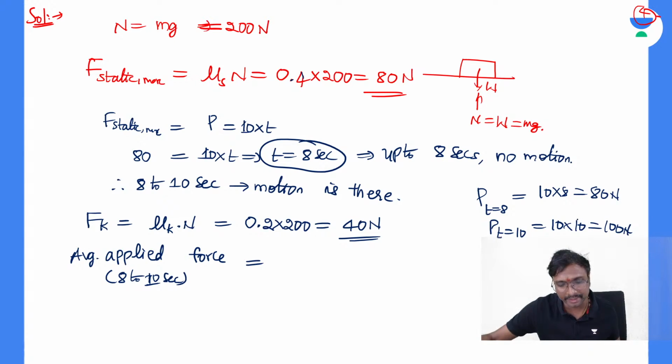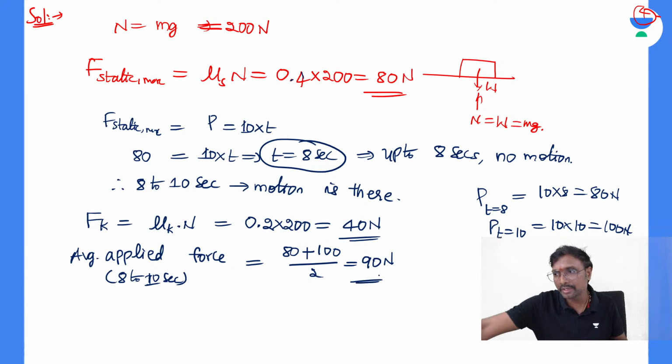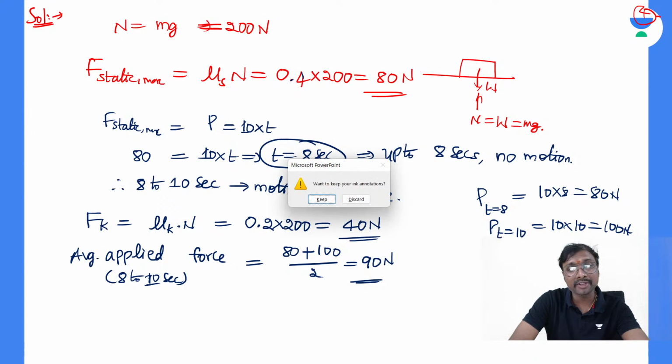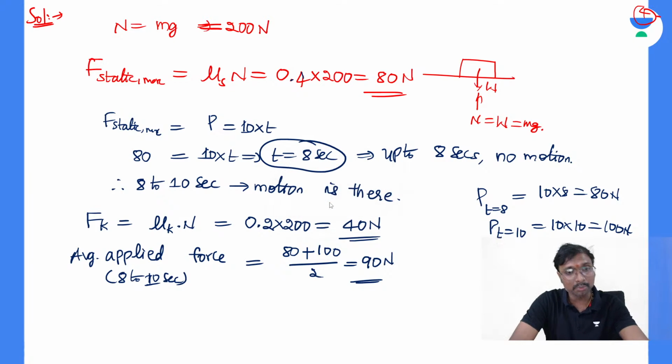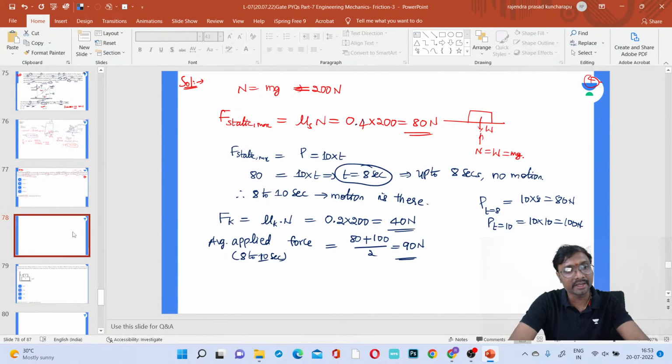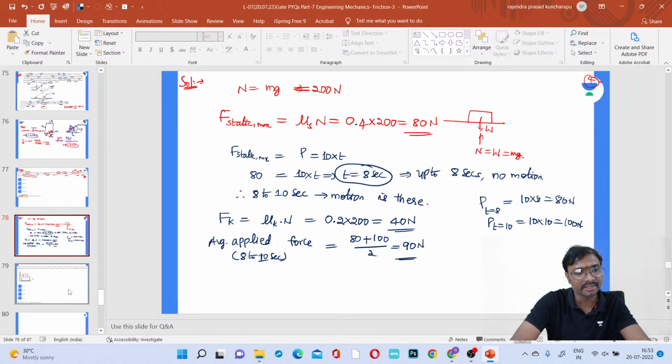If you observe, 100 newtons. So what is the average applied force? 80 newtons at 8 seconds and 100 newtons at the 10th second, divided by two. What is that average value? That is 90 newtons. So this is the average applied force during the motion, from 8 to 9 seconds.